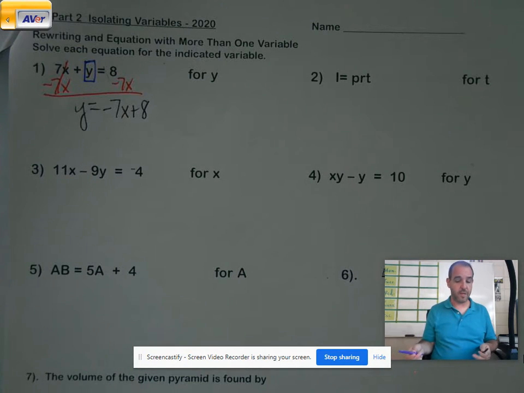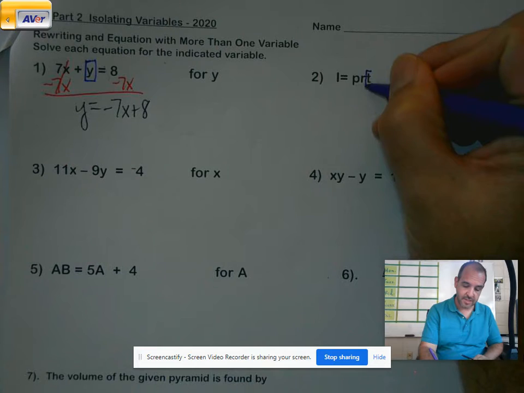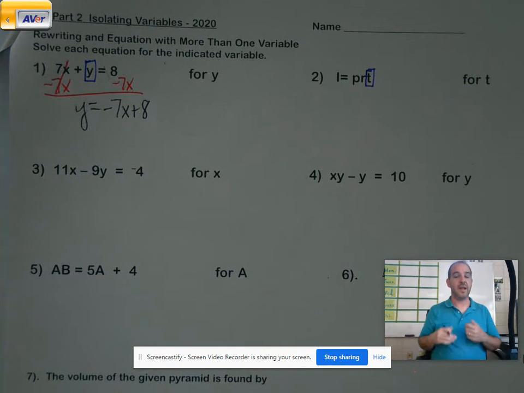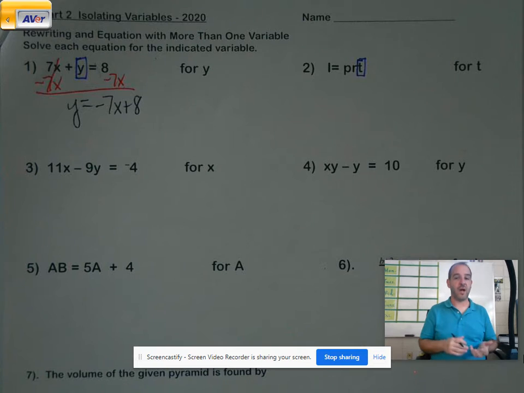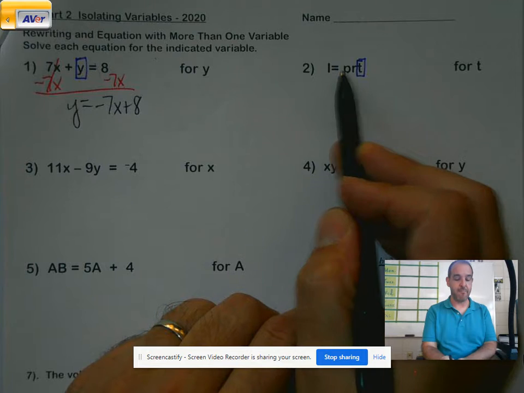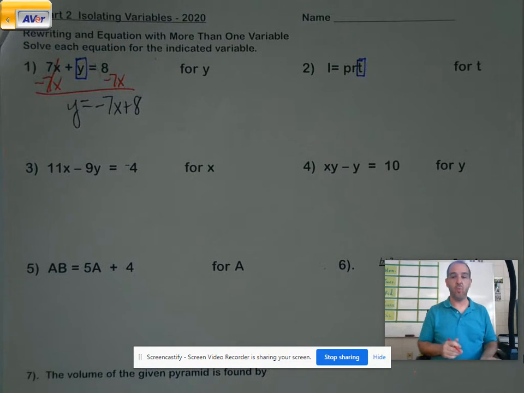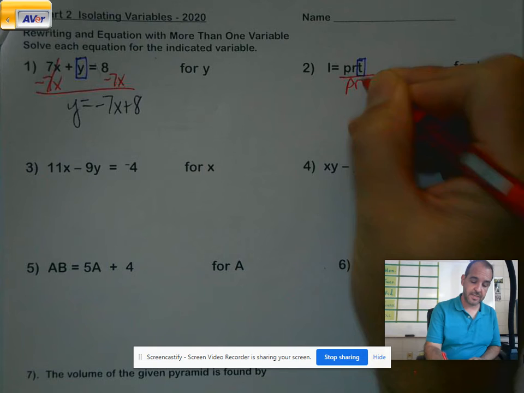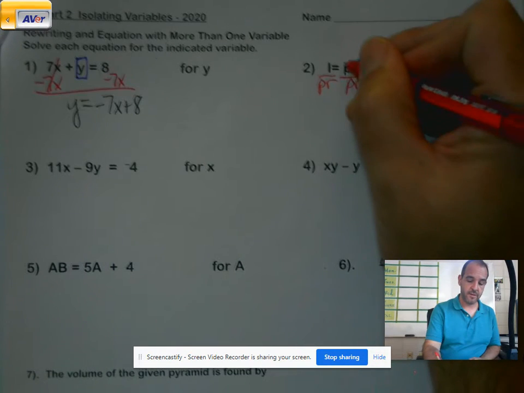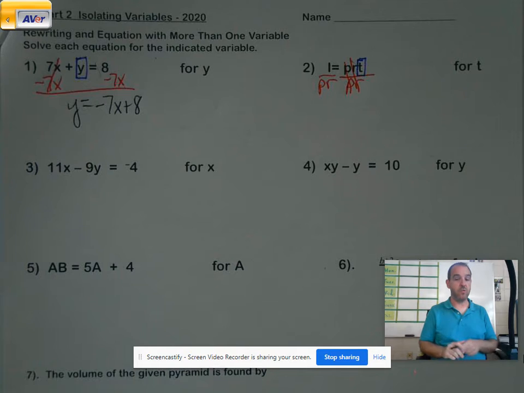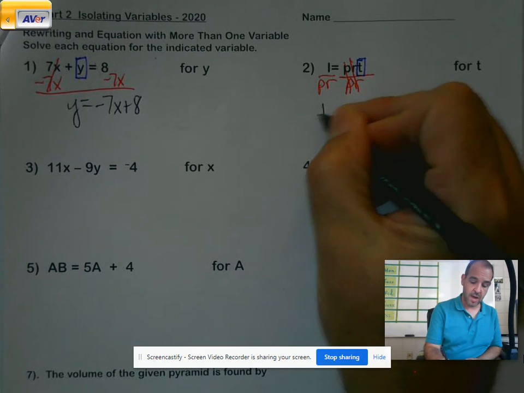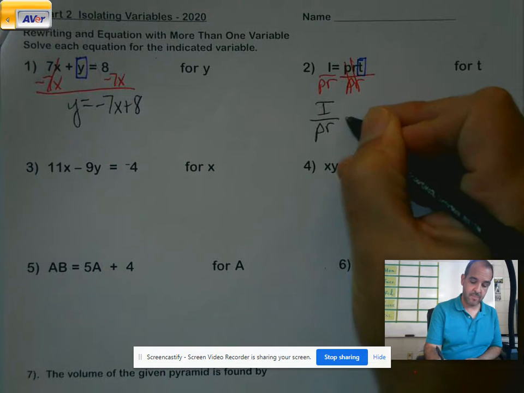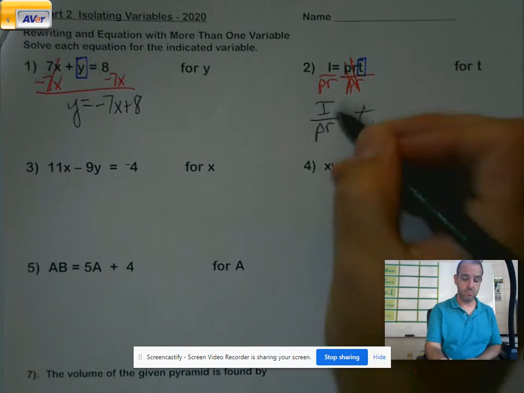Okay, 2, our interest formula. We're solving for t, so just the t I want boxed in there. And again, the question is, what am I trying to do to t? Well, I'm multiplying it by p and I'm multiplying it by r. So what's the opposite of multiplying? Dividing. And we can do both of those things at once. We don't have to do them separately. If we divide by pr, that gets rid of those. So I over, or divided by PR equals T. T's alone. We're good to go.